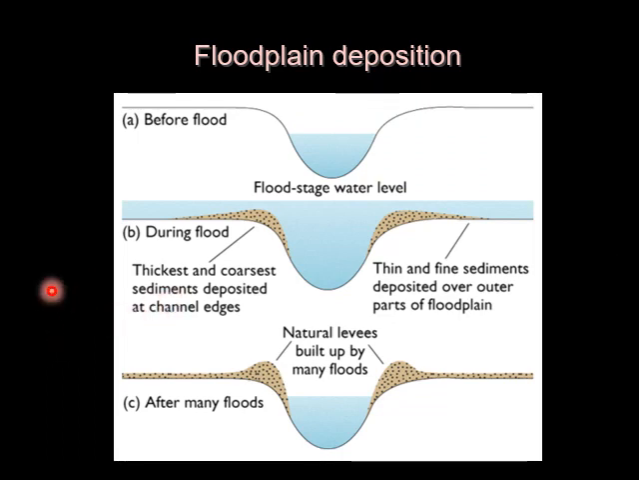Floodplain deposition. The figure shows how natural levees are built: before flood, during flood, and after many floods. A levee is a natural or artificial embankment or dike at the margins of a river channel. Natural levees are formed by deposition of sediments by overflows during floods.